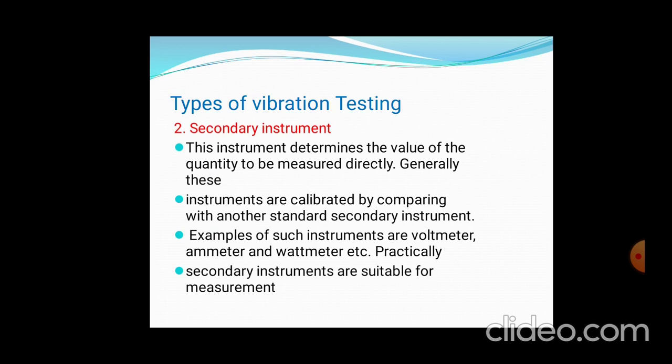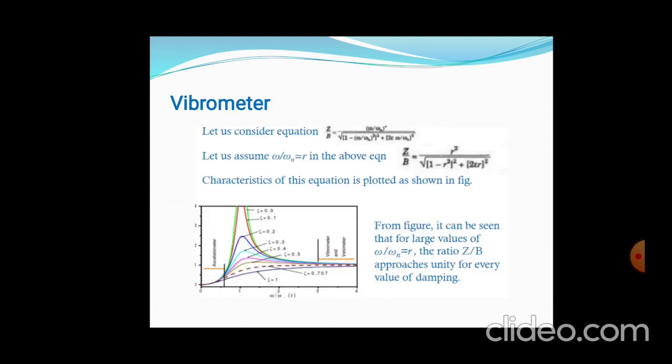Now the second is the secondary instrument. What exactly is it? The value of the quantity is measured directly. Generally the instrument is calibrated by comparing with another standard secondary instrument. By means of ideal conditions we compare and get the readings. Examples are the voltmeter, ammeter and wattmeter. These are examples of the secondary instrument, which is practically suitable for measurement.